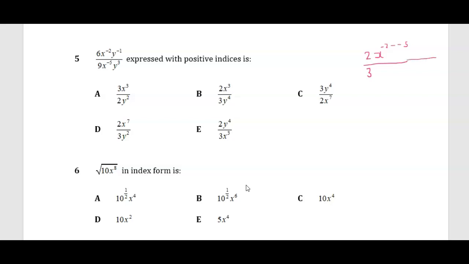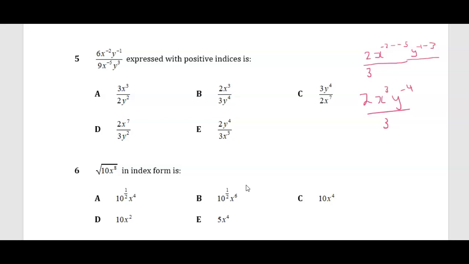And I'm going to have to just make it a bit bigger for my y. And then we've got y to the -1 minus 3. So I've got 2. Now, -2 plus 5 gives me 3. Then we've got y, -1 minus 3 is -4 over 3. Now, remember, we've got to put it in positive indices.